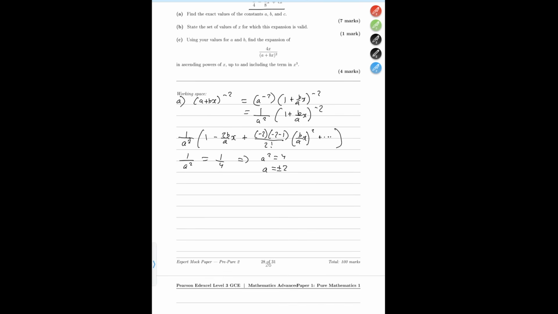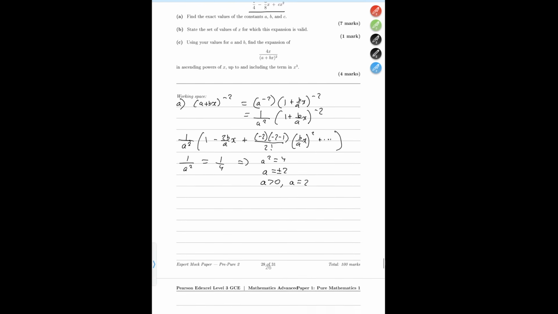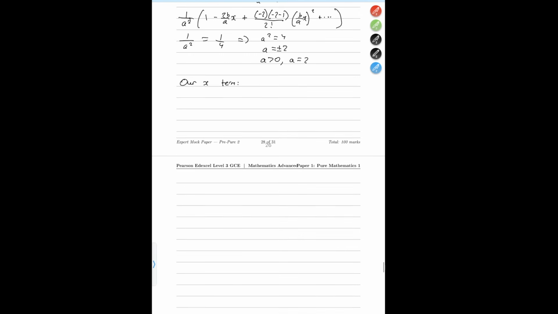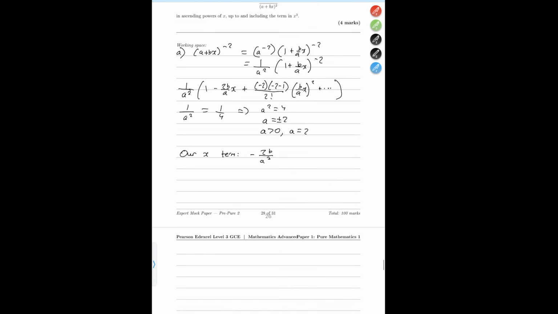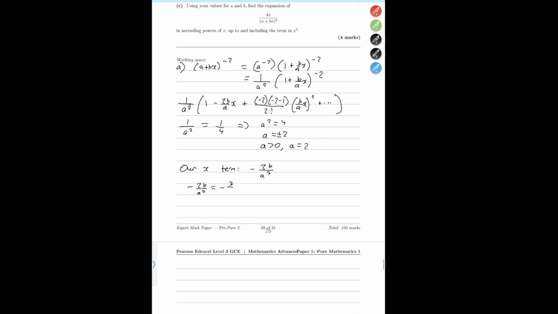Sorry about that. So as a is positive, a is equal to 2. So after finding a, our next step can be trying to find b. So let's not forget we have this 1 over a squared. So our x term is going to be minus 2b over a cubed. So we can then say minus 2b over a cubed is equal to minus 3 over 8.